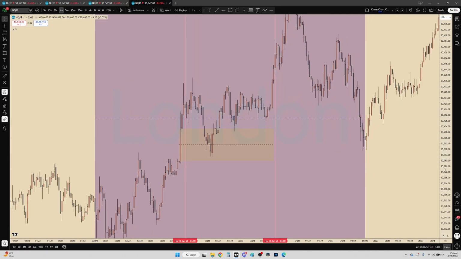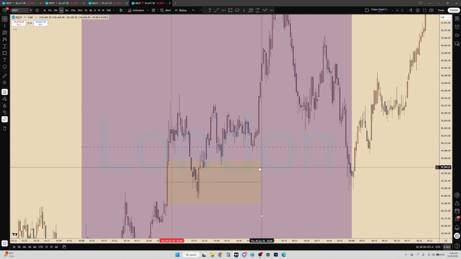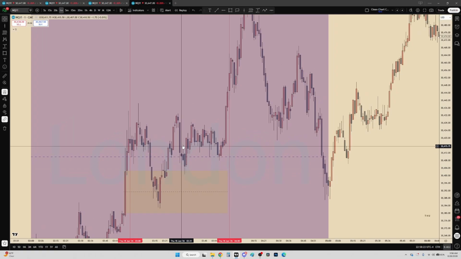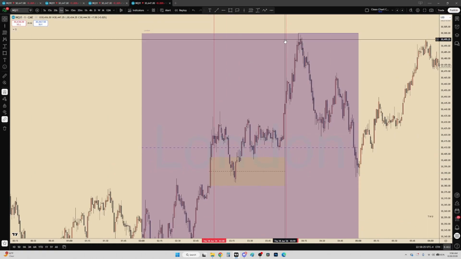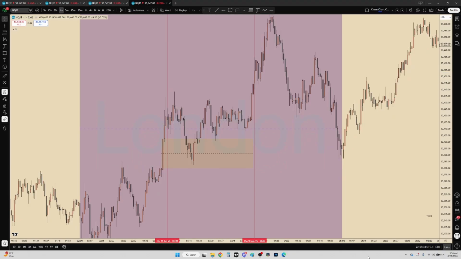So you have this inefficiency that was created right before the start of 3 a.m. And then we have a light consolidation, and then we have a retracement into this inefficiency, and then you see it expand out, come back down, touch the high of it, and then it expands higher, heading into the end of the silver bullet time window. So that's essentially the silver bullet.